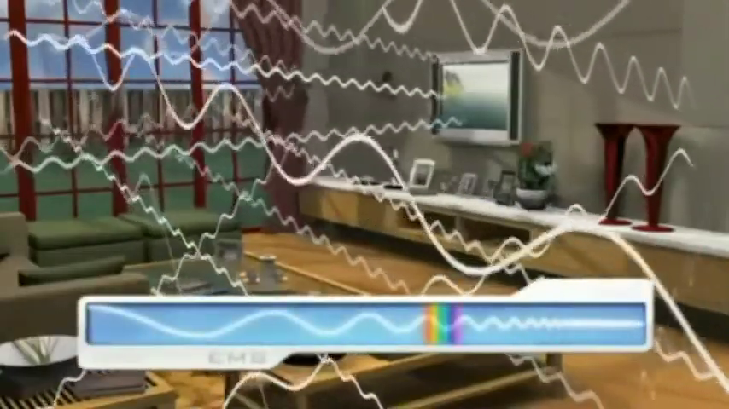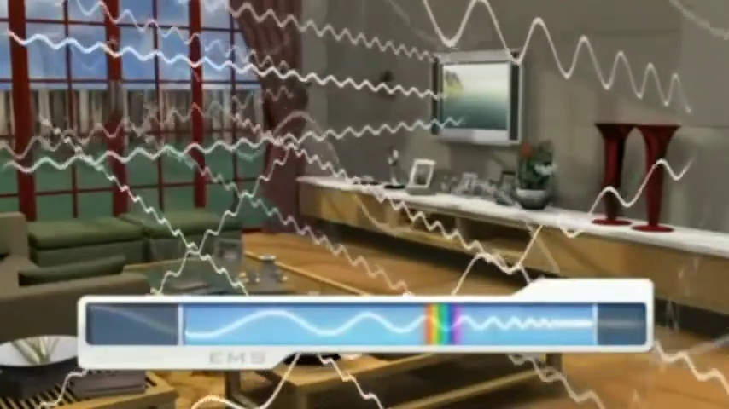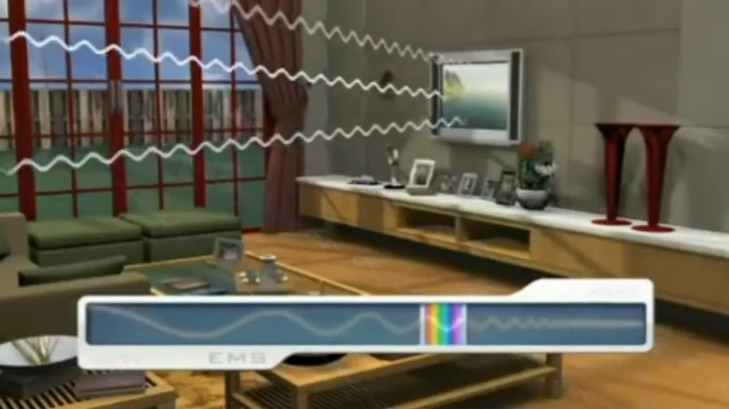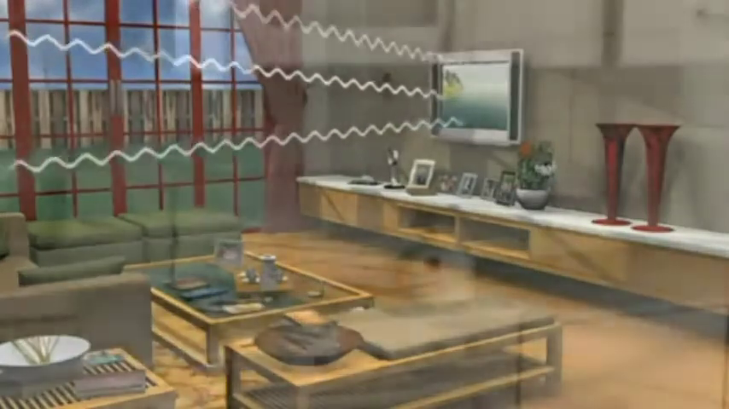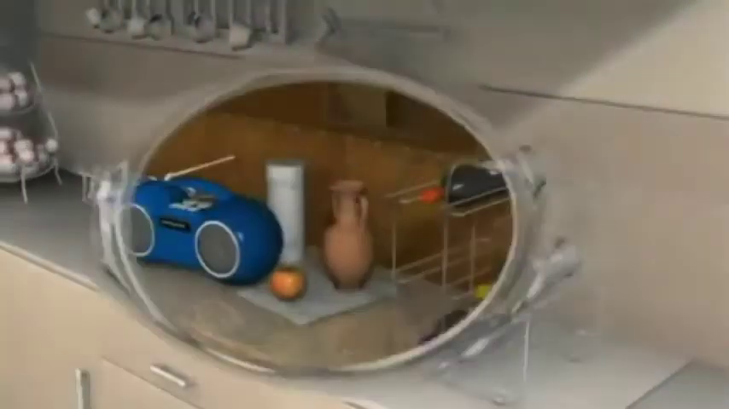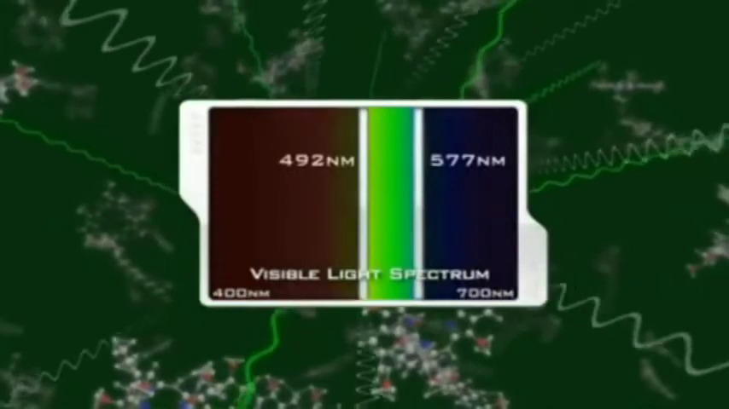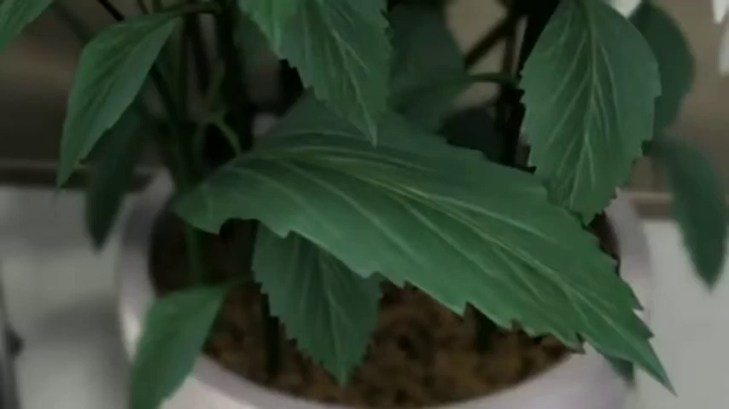Similar to tuning a radio to a specific radio station, our eyes are tuned to a specific region of the EM spectrum and can detect energy with wavelengths from 400 to 700 nanometers, the visible light region of the spectrum. Objects appear to have color because EM waves interact with their molecules. Some wavelengths in the visible spectrum are reflected and other wavelengths are absorbed. This leaf looks green because EM waves interact with the chlorophyll molecules. Waves between 492 and 577 nanometers in length are reflected, and our eye interprets this as the leaf being green.